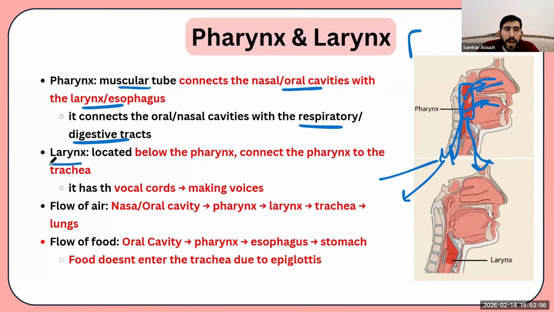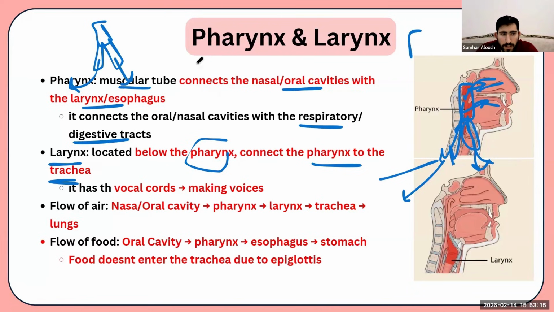On the other hand, the larynx is located below the pharynx. It's here, located below the pharynx. And it connects the pharynx to the trachea only. So we have the pharynx connected to either the esophagus or the larynx. The esophagus will continue to the stomach. The larynx will continue to the trachea, to the respiratory system.